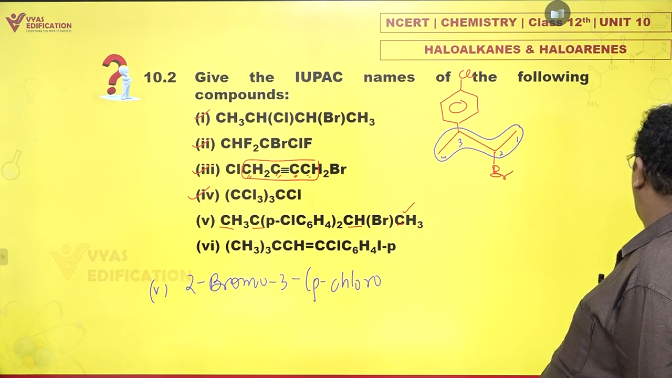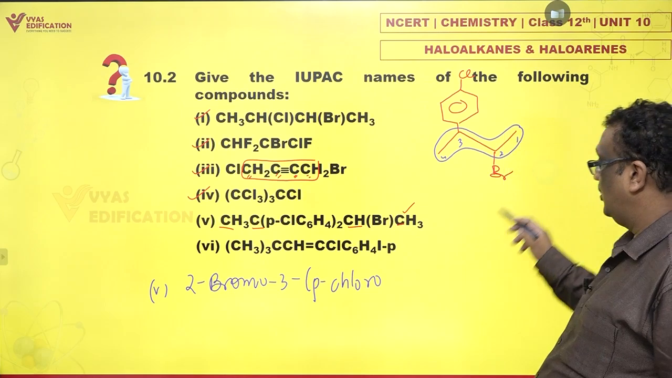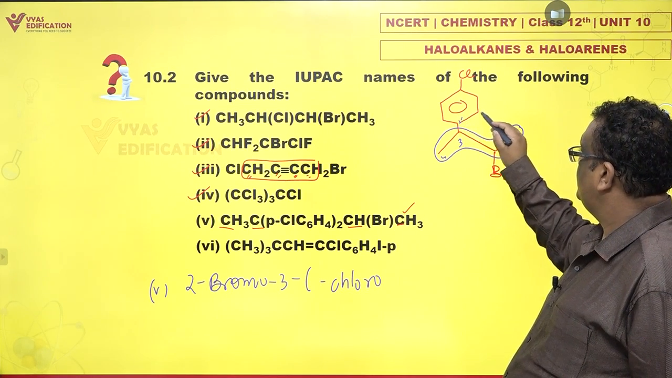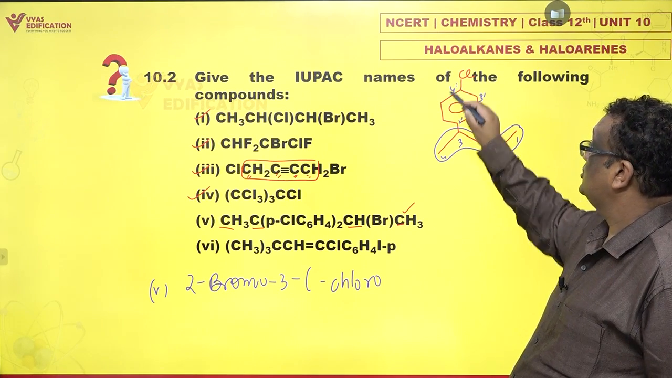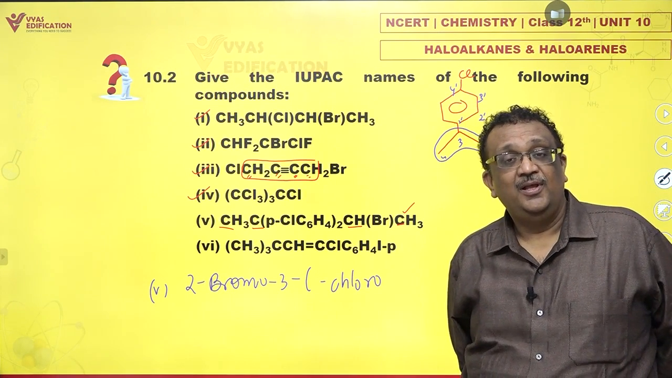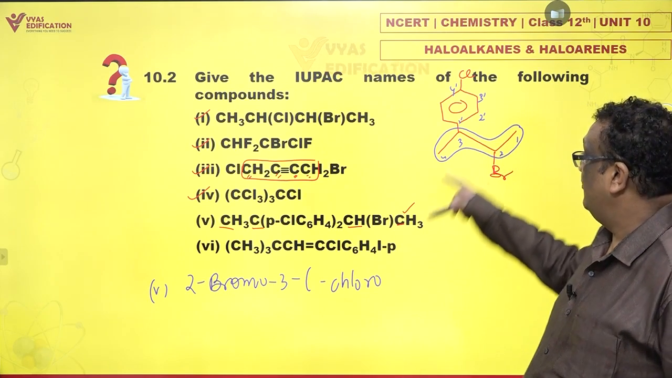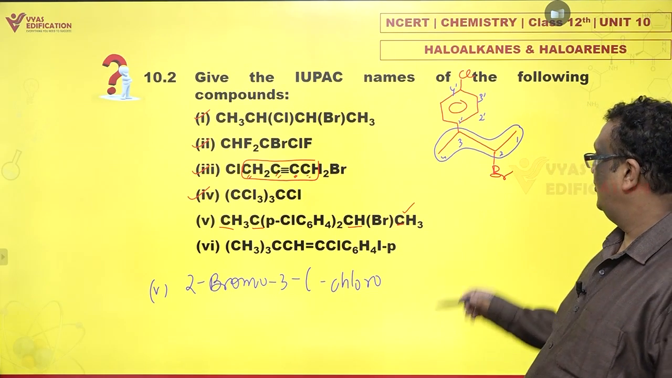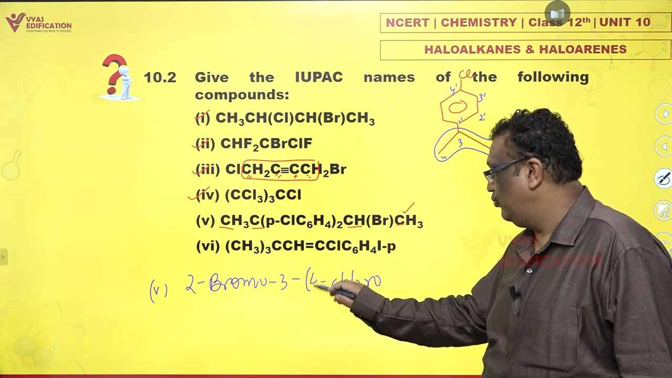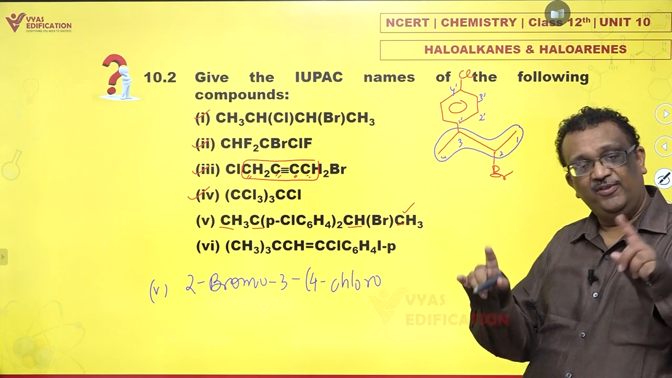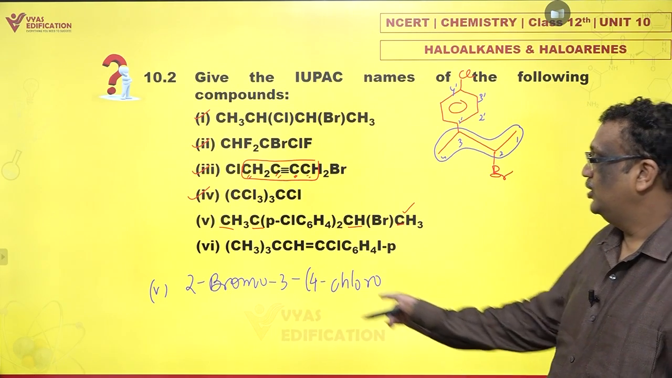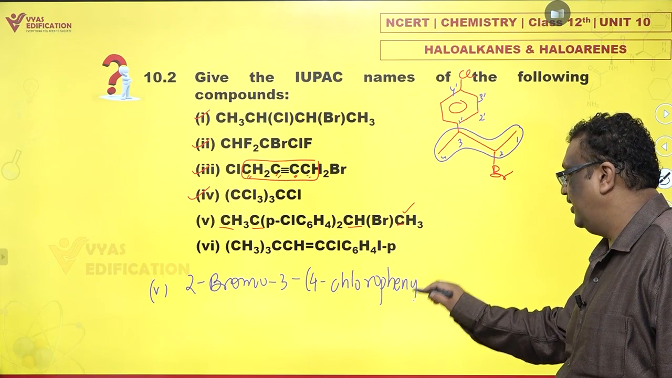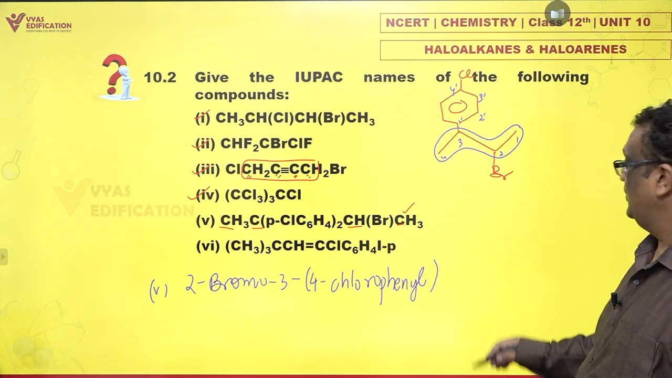If you don't want to use the word para, you could use a number also. And what would be that number? It would be 1 dash, 2 dash, 3 dash, 4 dash. If you are numbering on a side chain, use dashes, and whichever carbon is attached to the main chain, that carbon is given 1 dash. Right? So it is 4-chloro. Why not dash? Within brackets, you don't have to apply dash. So 2-bromo 3, 4-chlorophenyl or parachlorophenyl, both are okay, butane.